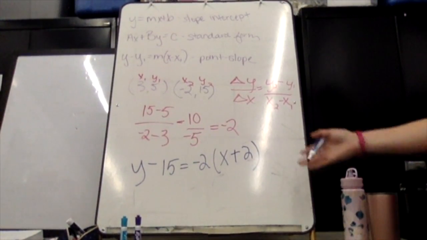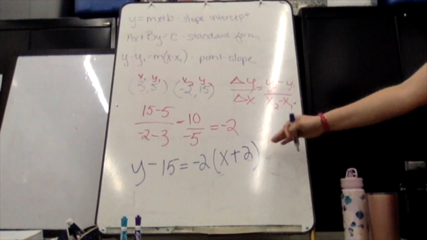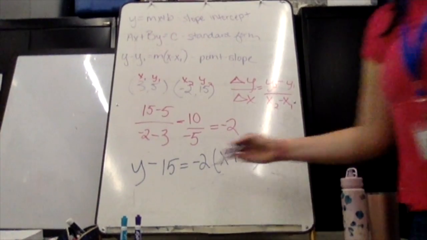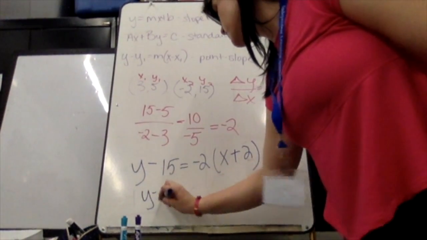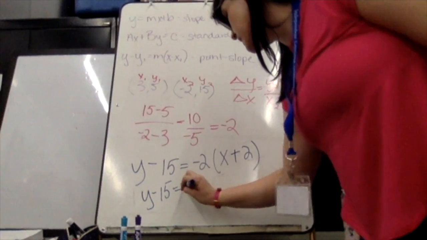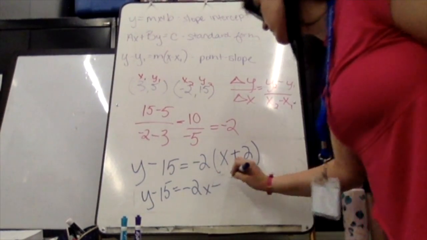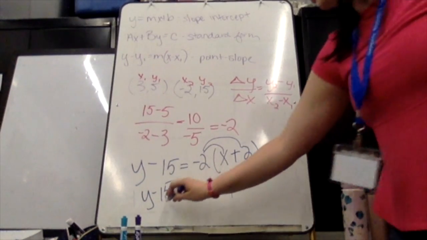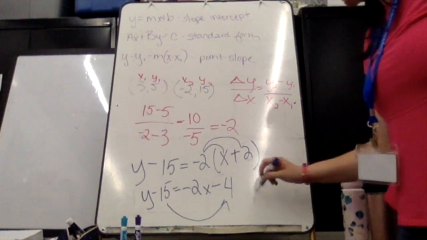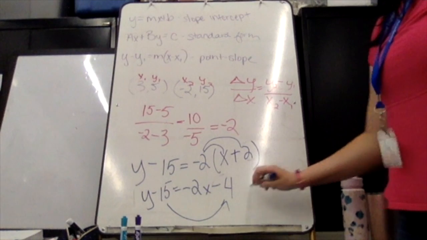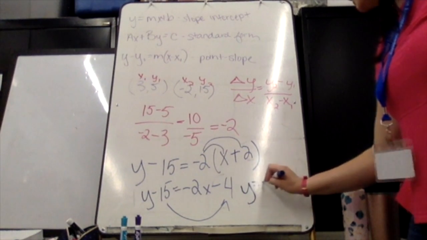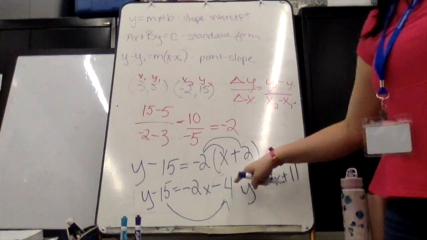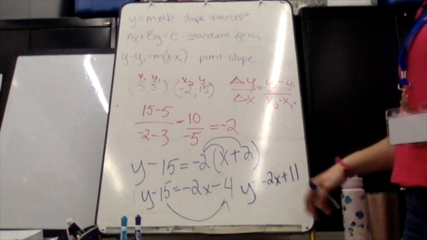So this is point slope form right here. If in your homework you're asked to put it in point slope form, you stop. You don't do any more math, you're done. So then you get y minus 15 equals -2x minus 4, because we're distributing this -2. Moving this over, by adding it to both sides, you get y equals -2x plus 11, because it was plus 15 to get it over here, minus 4 is 11.